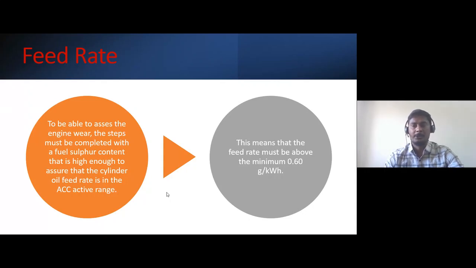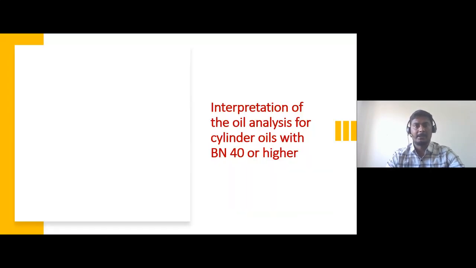If you put in 0.5, there is no lubrication between the liner and rings, so it can cause wear problems. Also, if you put in a feed rate above 1.5, sometimes there are high deposits of calcium stuck on the piston rings and between the liners. Sometimes it becomes a very hard material between the liner and rings, and it can cause seizure of the piston in some cases.